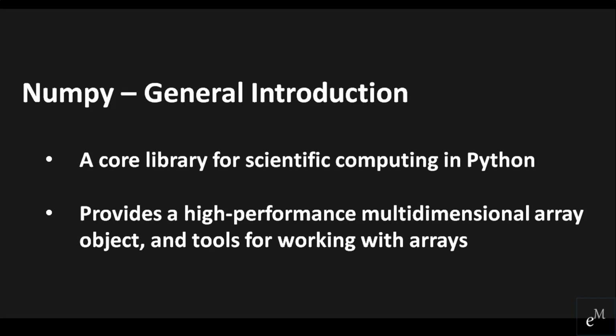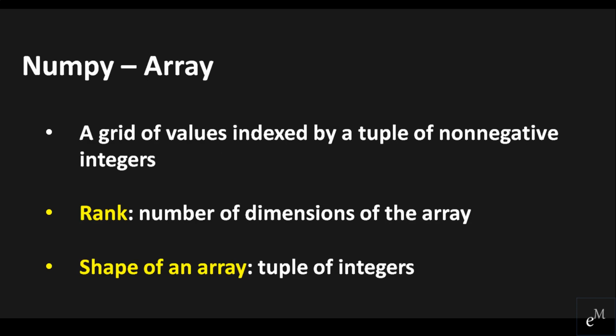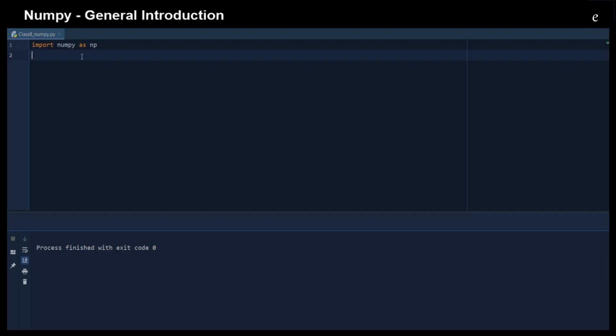NumPy is the core library for scientific computing in Python. It provides a high-performance multidimensional array object and tools for working with these arrays. A NumPy array is a grid of values, all of the same type, and is indexed by a tuple of non-negative integers. The number of dimensions is the rank of the array. The shape of the array is a tuple of integers giving the size of the array along each dimension. So let us go through a few examples for us to understand more about NumPy.